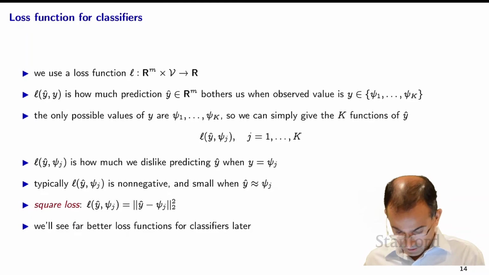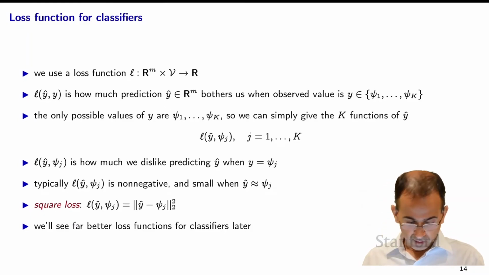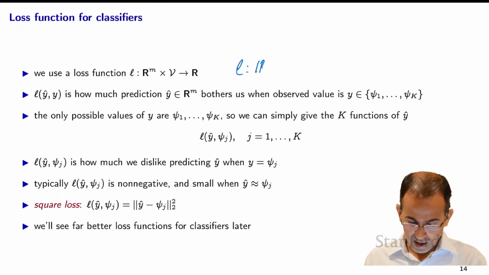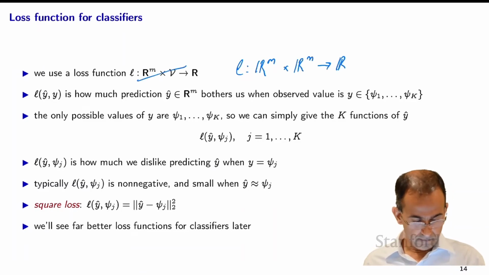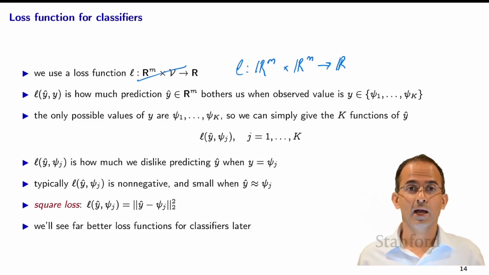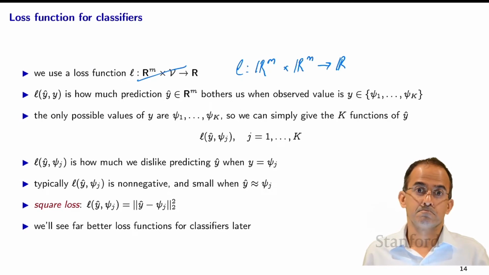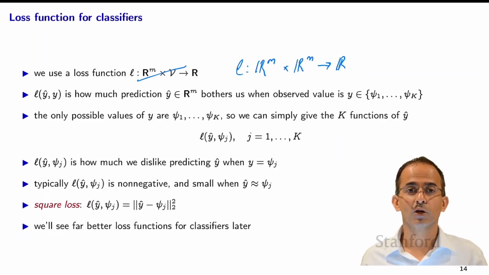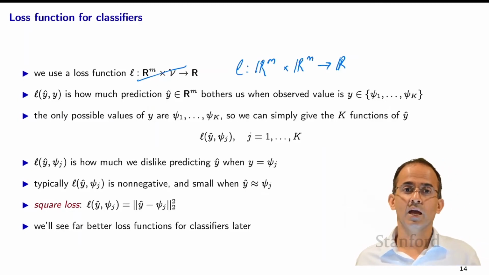The way it works is just like it did in regression: we have a loss function. It should be that the loss function maps Rm cross Rm to R. It's a function of y hat and y, and it tells us how much the prediction y hat bothers us when the true observed value of y is what it is. And it's going to be, of course, one of the representatives. Those are the only possible values for y, because the only possible values for v are v1 through vk, and when we embed those, we get psi1 through psi k.